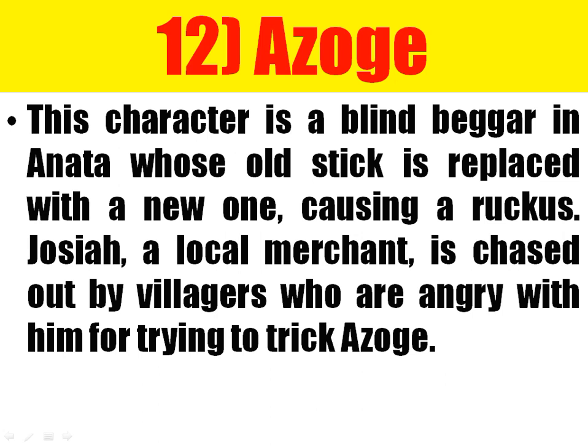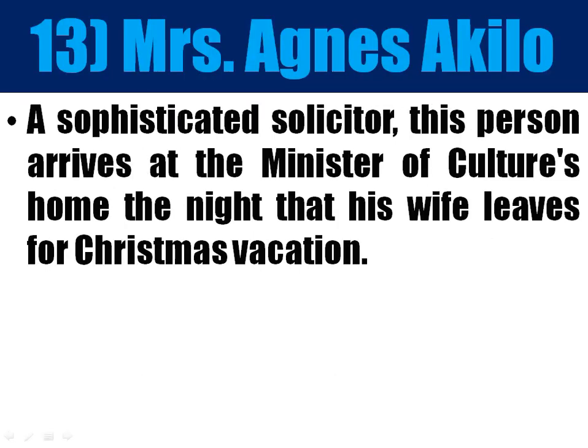Then another character is Azoge. Azoge is a blind beggar in the village of Anata, and because of his pitiable condition, a new stick was given to him because the old one was not working well again. And then he used to beg. Sometimes people give him money, give him food to eat. And at one point, Josiah wanted to take away what people gave to him. And then Josiah was really beaten by the villagers and sent away. Though later he returned to the village through the influence of Chief Nanga, because he's one of the people working for Chief Nanga.